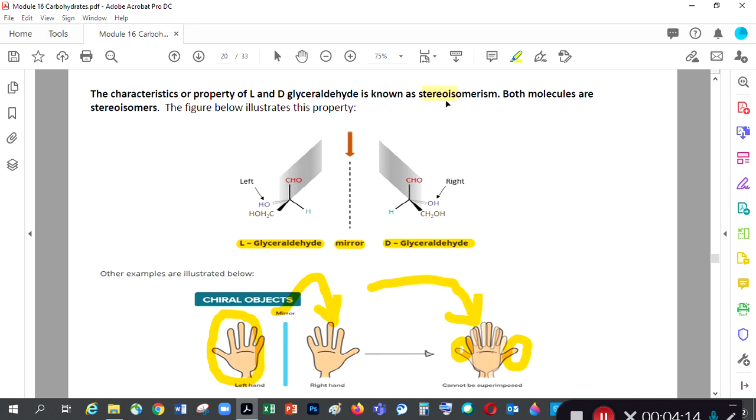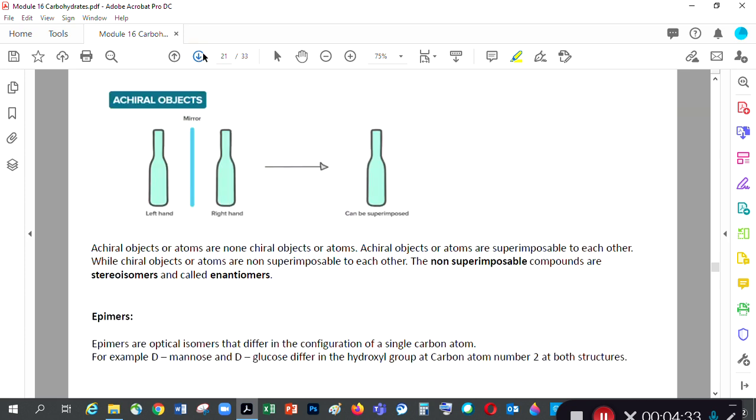stereoisomers. So those are called what? Stereoisomers. So if you look at this one and this one here, they are called stereoisomers. Okay, so let's go further and look at the example.